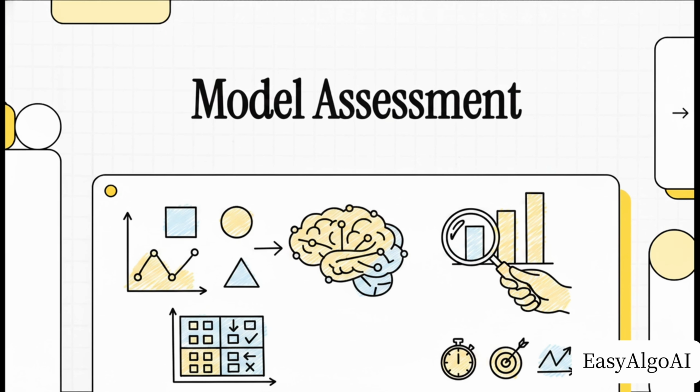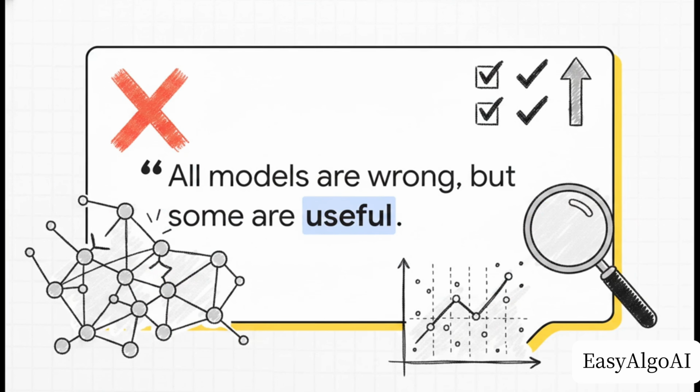Let's find out. You know, the famous statistician George Box once hit the nail on the head when he said, "All models are wrong, but some are useful." And honestly, that's the whole crux of the issue. Building the model, that's just half the battle. Since every model is just a simplified approximation of reality, our real job is proving whether or not it's actually useful for what we're trying to do.